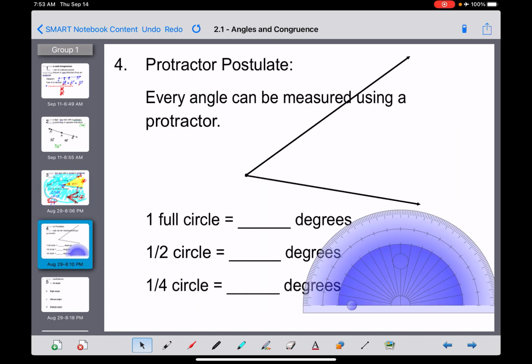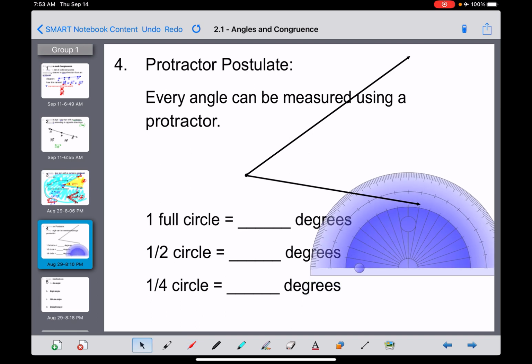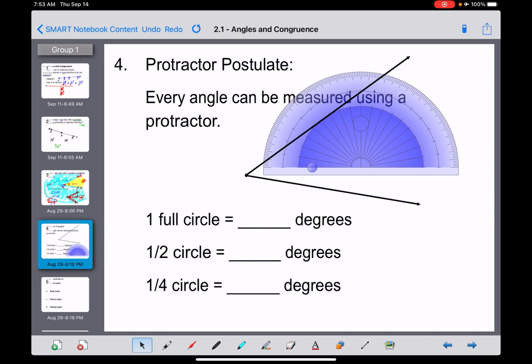Okay, the next thing I wanted to discuss, not hugely important here, guys, to be honest. It's called the protractor postulate. That phrase comes from our old textbook. I don't even think that our new one uses it, but real quickly, it just says the following. Every angle can be measured using a tool of geometry called a protractor. And you guys have probably seen one of those before. My smartboard tool has this little guy right over here.